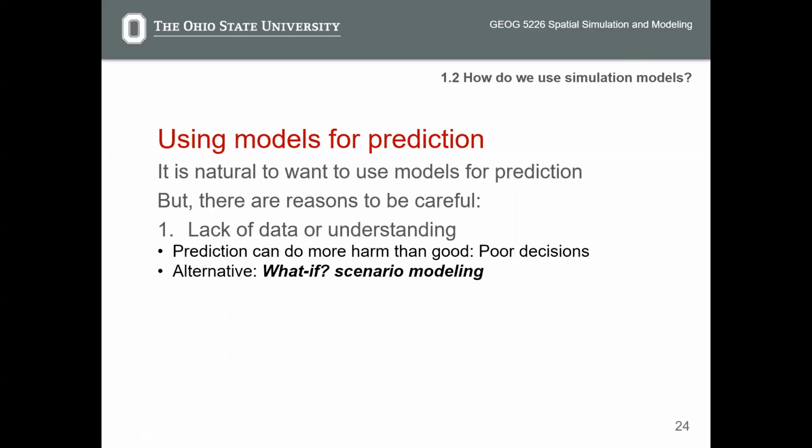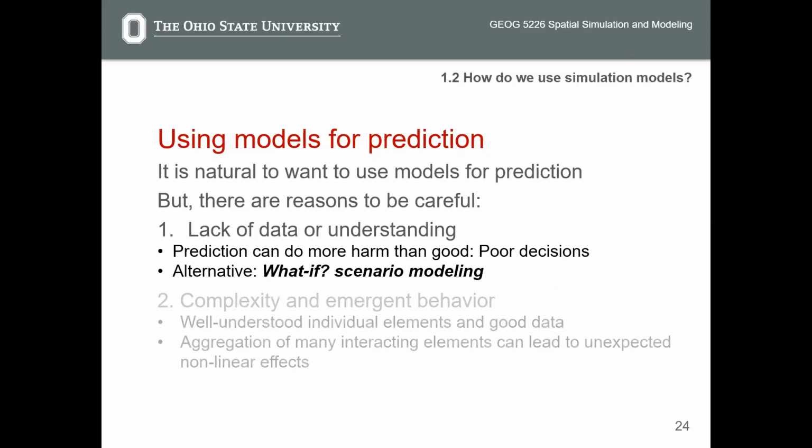And yes, we prefer to use models for prediction. It is natural to want to use models for prediction, but there are reasons to be careful before carrying out prediction. Firstly, lack of data or understanding: prediction can do more harm than good. It means that you should not jump to prediction so quickly. Before that, make sure that your theory is reliable, your data is good enough, your data set is large enough, your data quality is high enough.